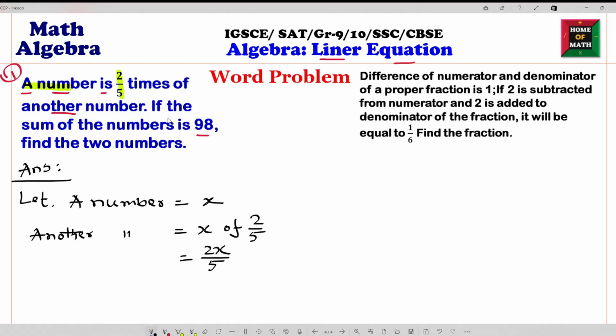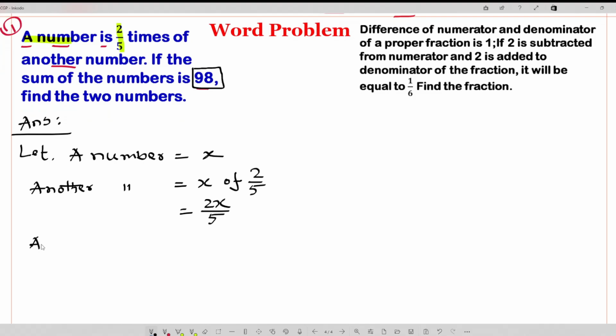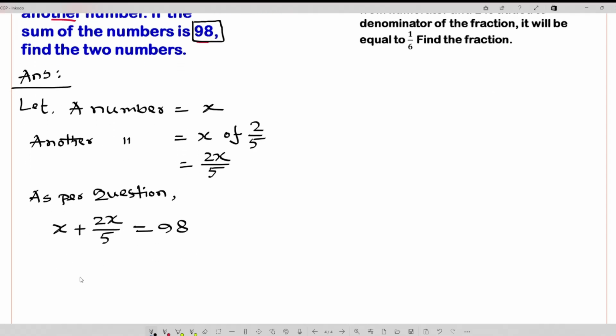Now as per the question, if the sum of the numbers, it means the summation of two numbers is 98. As per the question, x plus 2x divided by 5 equals 98, right? So we have to find out the value of x. If we get x, we also get the other number.